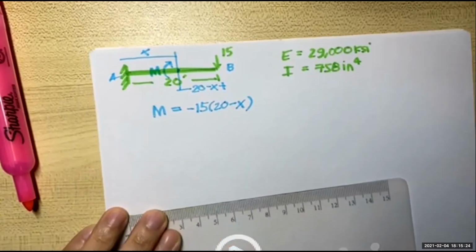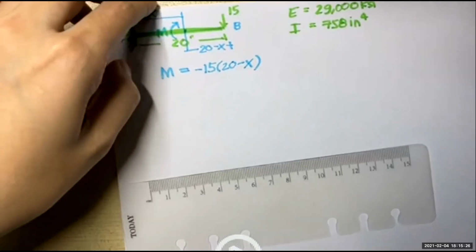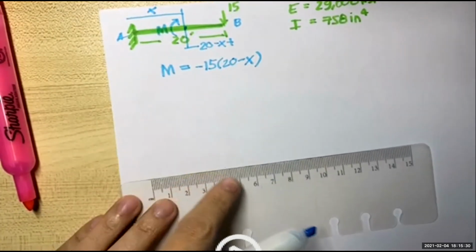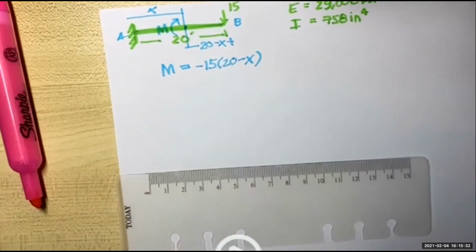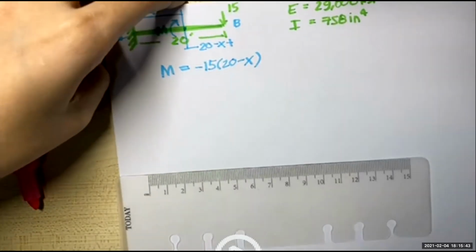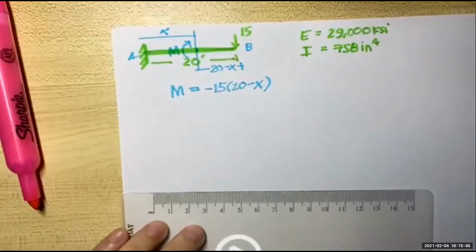So next step is do your double integration for the deflection. So again, sorry, ano yung tinatanong? You are asked for the slope and deflection at point B. Okay, so slope and deflection at point B. Teka natin, ayusin natin. Yan.